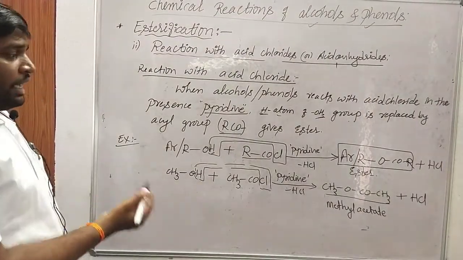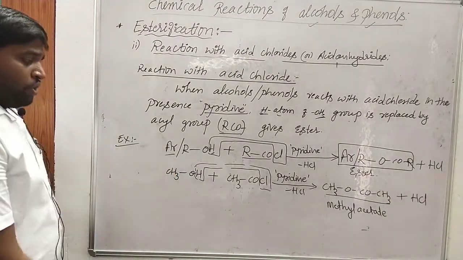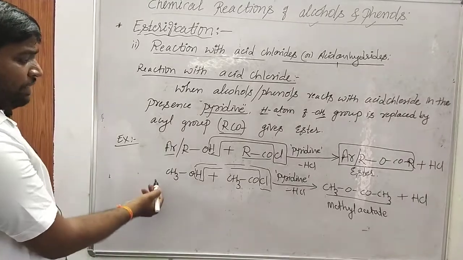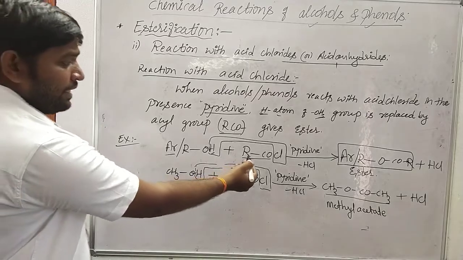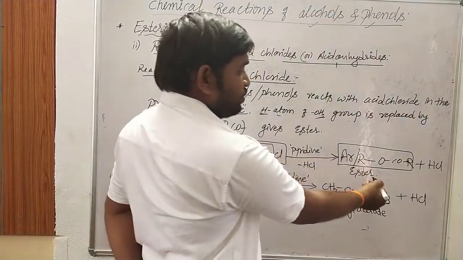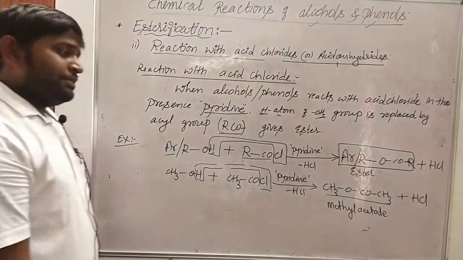So let us consider a phenol molecule also. You may consider any type of phenol molecule. Phenol, a benzene ring containing an OH group, also reacts with acid chloride in the presence of pyridine, and that leads to the formation of the corresponding esters.